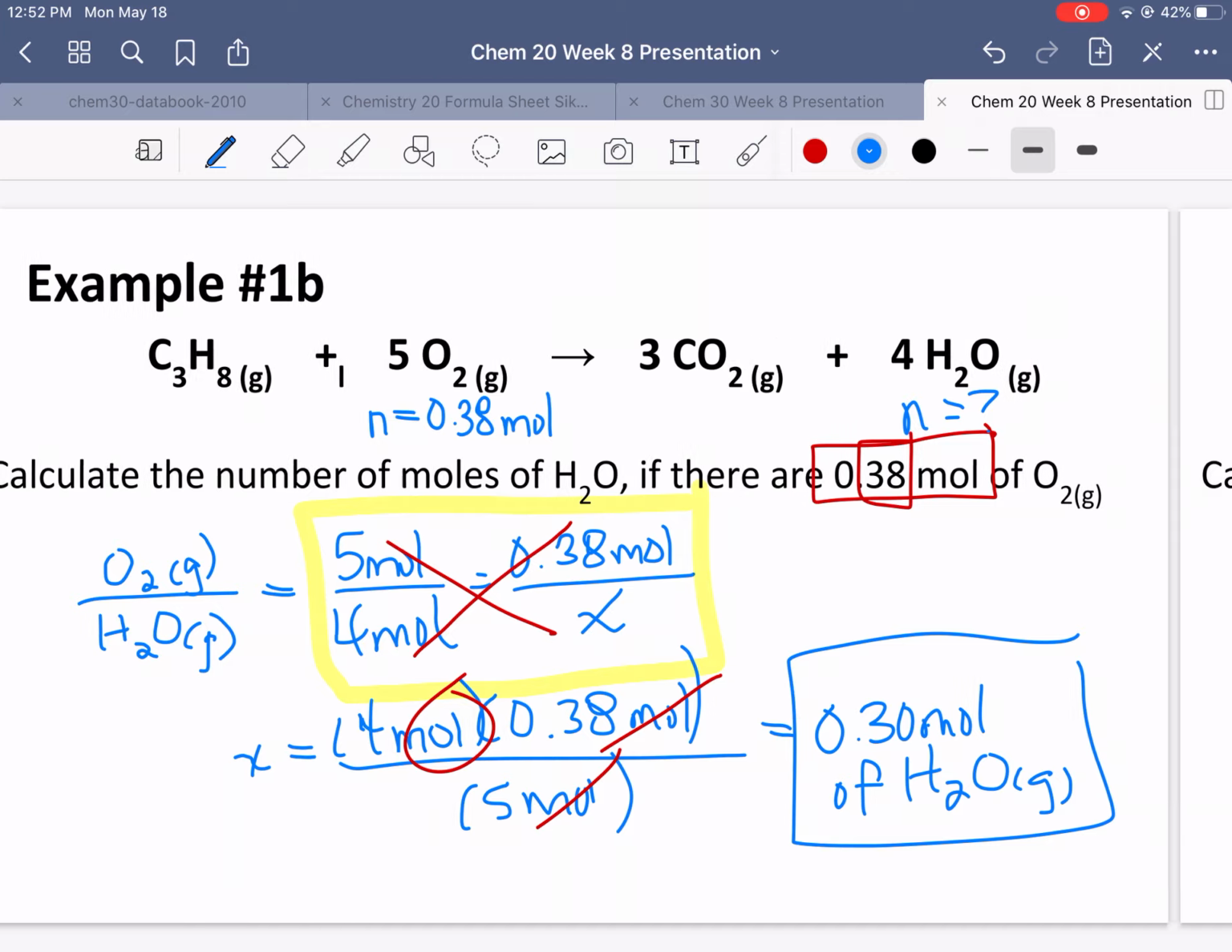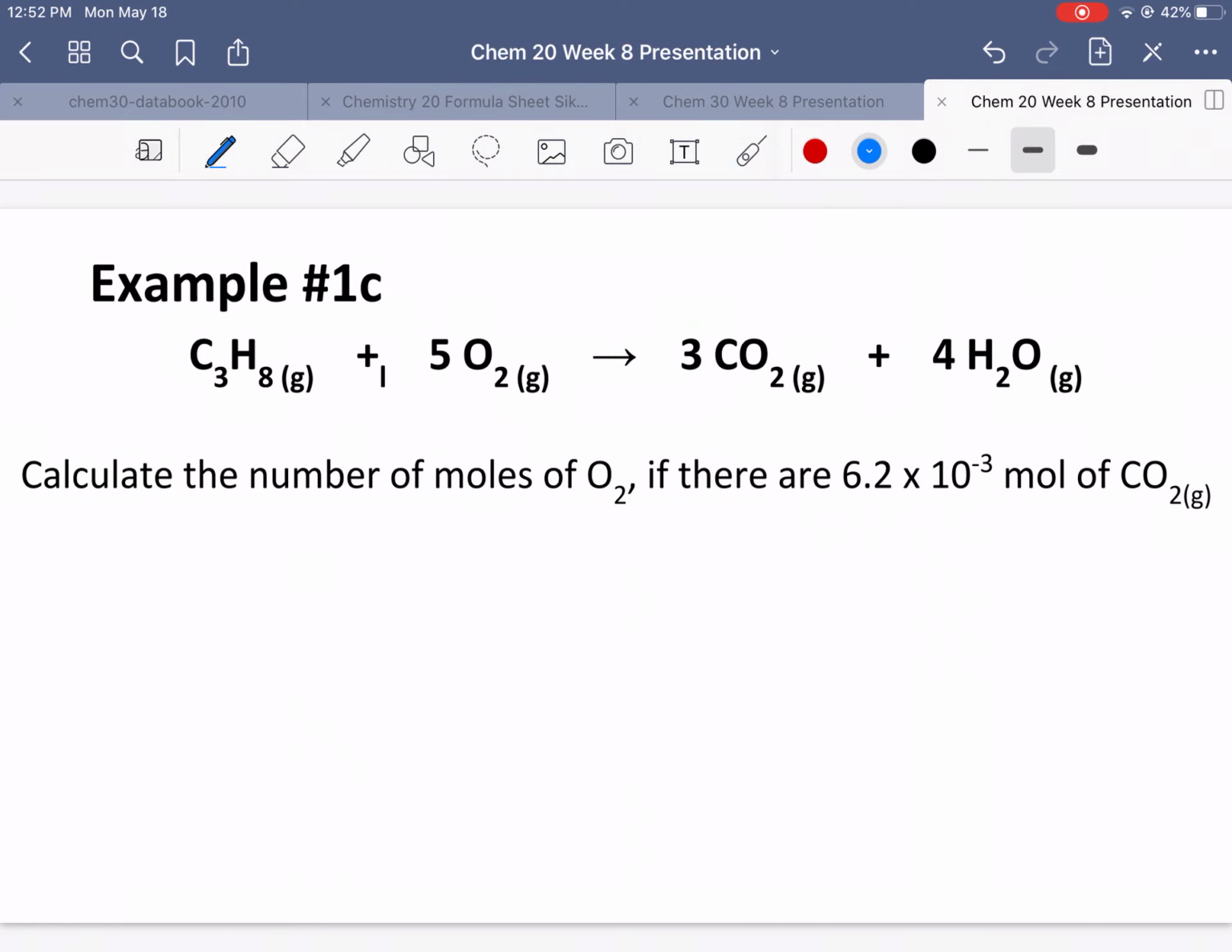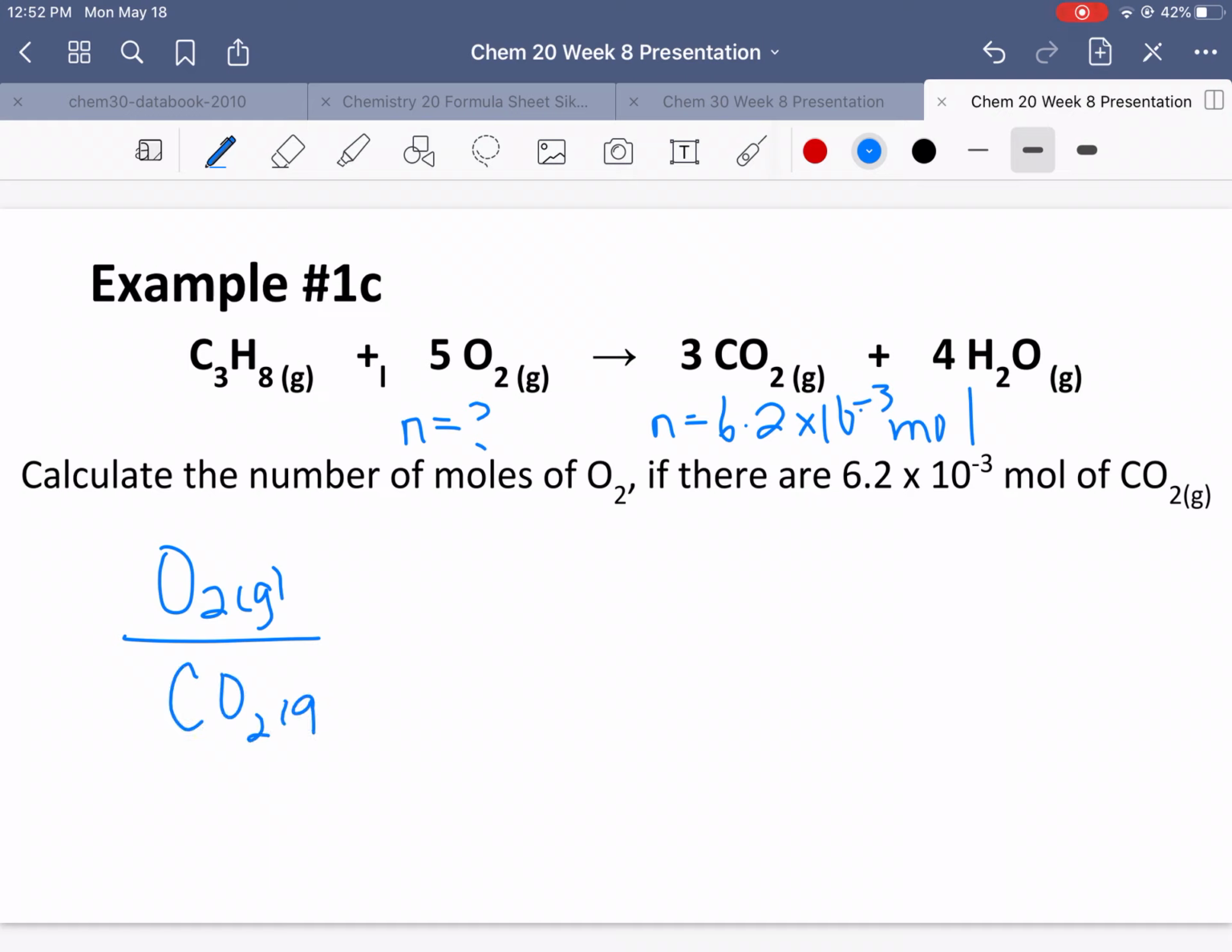We're still continuing with the same formula. Same chemical equation, if you will. But let's see what we're going to compare now. Calculate the number of moles of oxygen gas. Here's your unknown. Given is the number of moles of carbon dioxide. Doesn't matter that they're weird numbers, 6.2 times 10 to the negative 3 moles. That's irrelevant. What is important is we are comparing oxygen amounts to CO2 amounts this time. In other words, it is a 5 mole to 3 mole ratio.